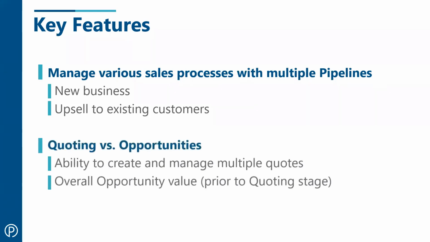It's also possible to create and manage multiple quotes under an opportunity record. This might be different quote options for the customer based on a different set of products or maybe different quantity breaks. Each quote can be converted to an order if needed under that one opportunity. You can also manage an overall opportunity value, which may be different from the quote values that you've created.